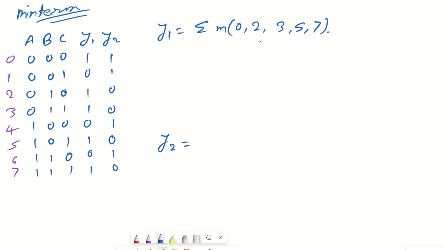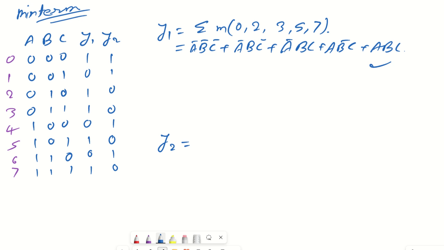If you want, you can write down the expression as well. 0 can be written as A bar, B bar, C bar, plus 2 can be written as A bar, B, C bar, plus 3 as A bar, B, C, plus 5 as A, B bar, C, plus 7 as A, B, C. So this is the complete expression for your min term. Can you try out by yourself?